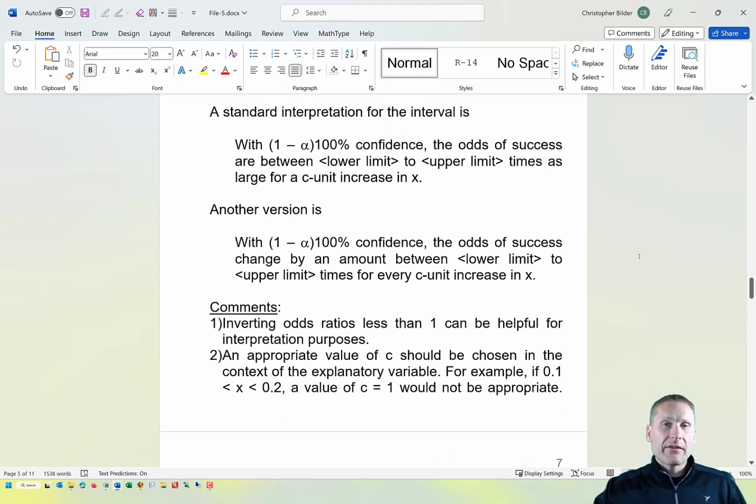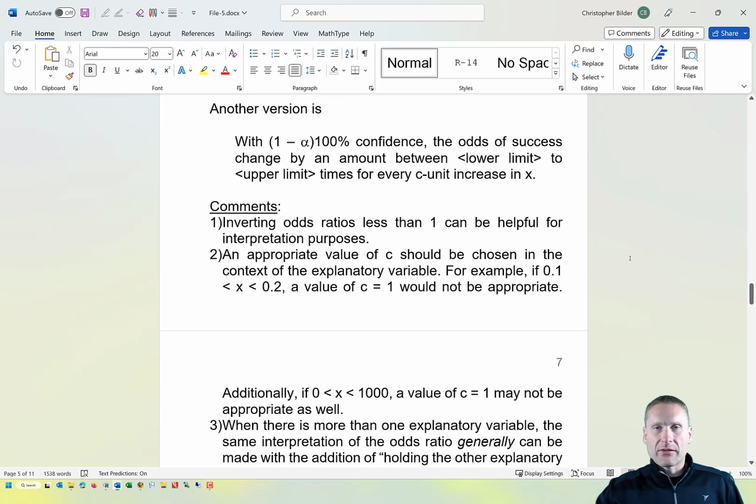So now that I have my interval, how do I interpret it? Well, I use a similar interpretation to what we've seen before. With 1 minus alpha times 100% confidence, the odds of a success are between whatever that lower limit is to the upper limit times as large for a c unit increase in x. Okay, some comments then before we get to an example.